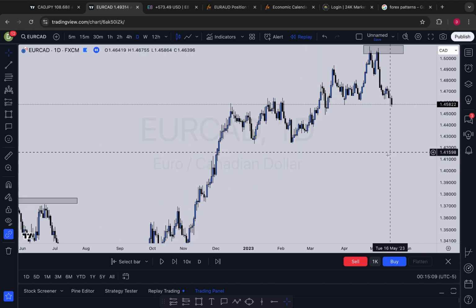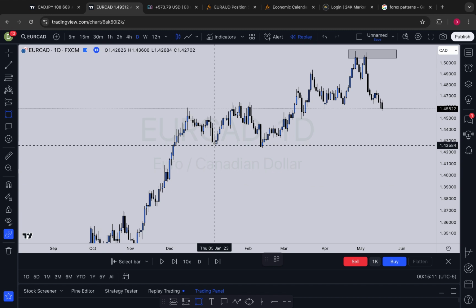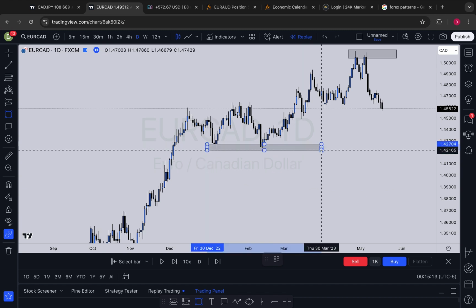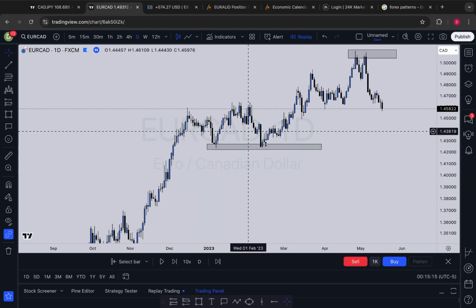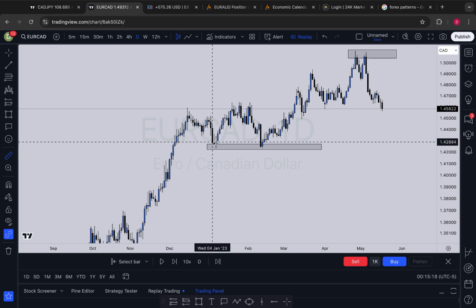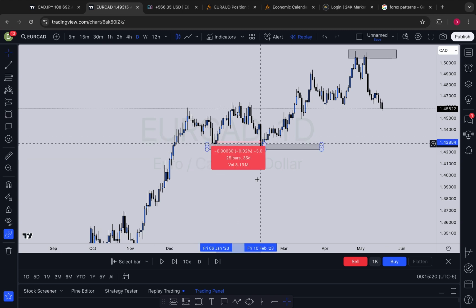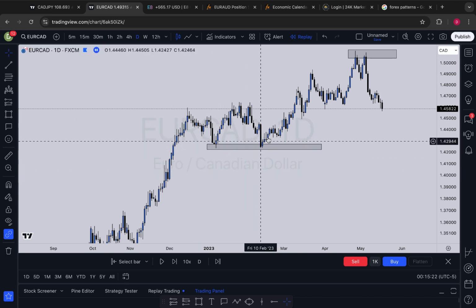What else we got? We got a W right here. Just like that. 1, 2. Look at the time in between. 35 days before the right leg formed to continue.